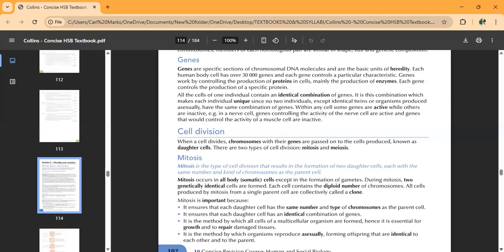So all of the cells of one individual contain an identical combination of genes, right? So we got different combination of genes, right? For instance, you might find that you have identical twins, right? Now, these guys have the same combination of genes, but if you're not an identical twin, we will have different combinations of genes. So we're going to go into cell division now.